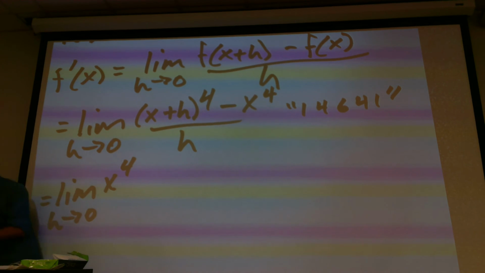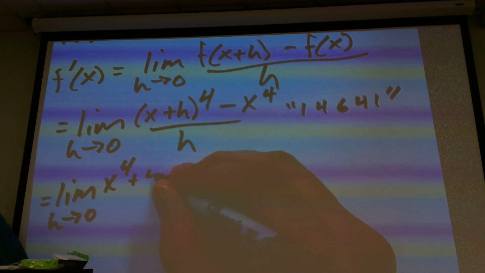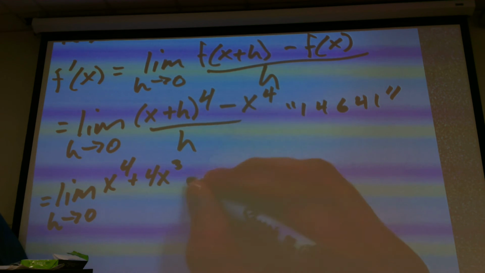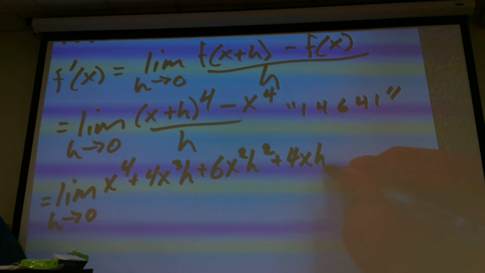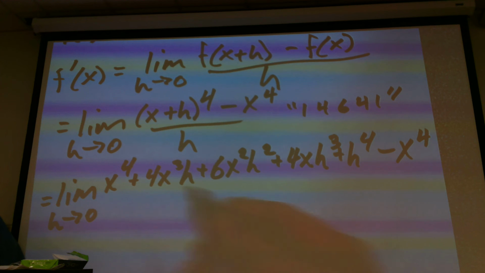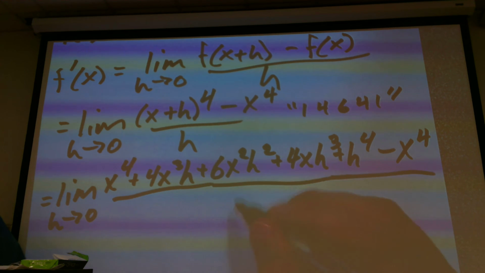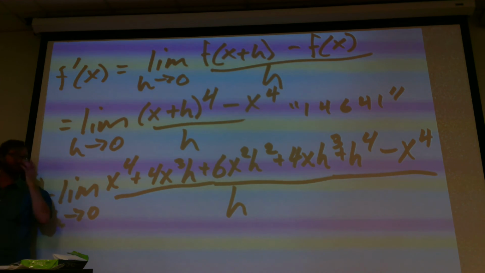Right? So, plus, now 4x cubed h plus 6x squared h squared plus 4x h cubed plus 1, which is h to the 4th, minus x to the 4th, all of that divided by h. Okay, now this should be done in 2 steps. I just don't want to rewrite everything and make this video longer than it has to be.